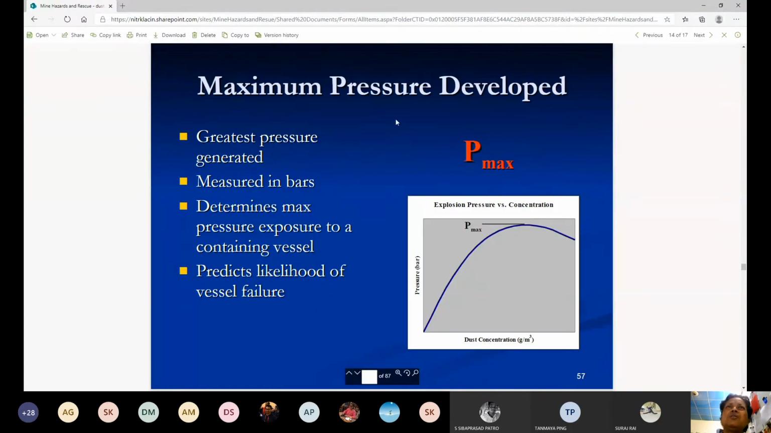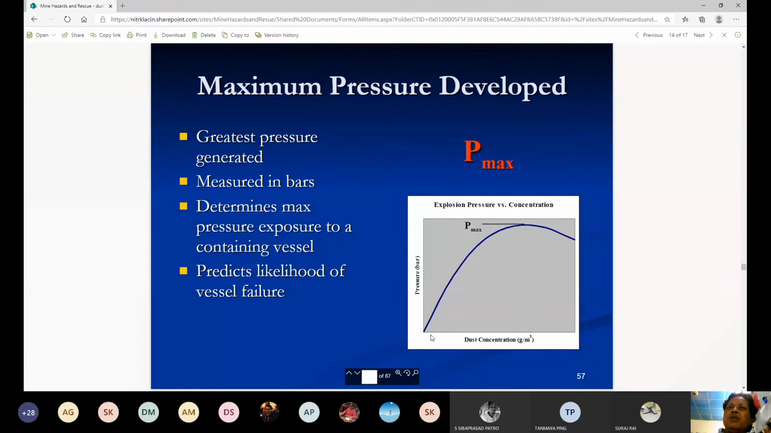So, what is maximum pressure developed? Whenever there is an explosion, the pressure builds up. The pressure goes on increasing and it achieves the maximum. This is the maximum pressure. After that, it falls down.